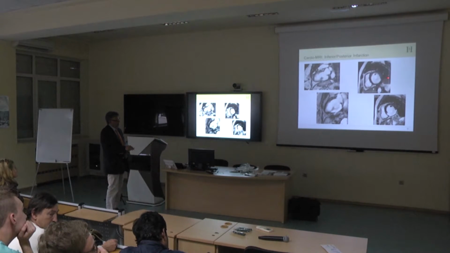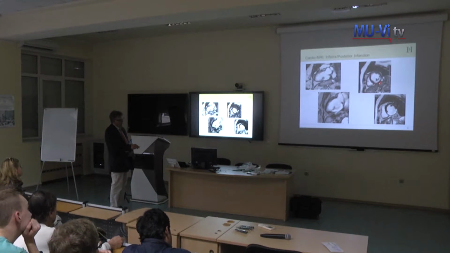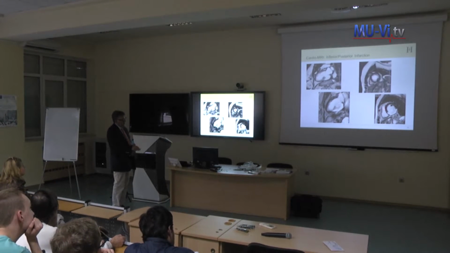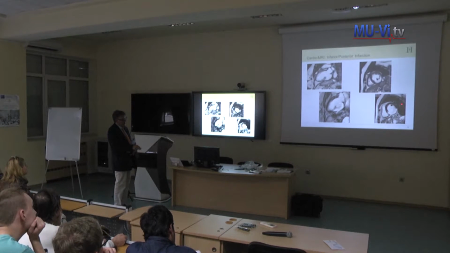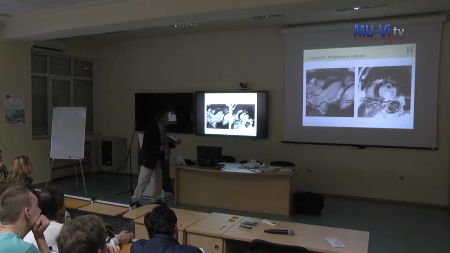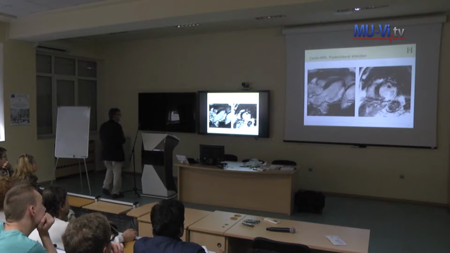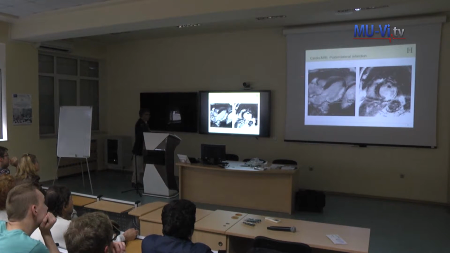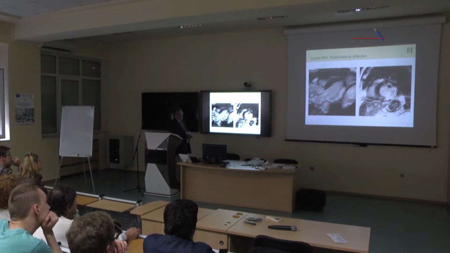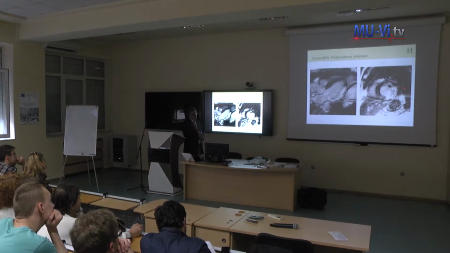In the short axis, you see the disturbed movement here at the base. It doesn't move correctly. And the scar, the white scar, here. Okay? This is an example of a posterolateral infarction. You see the scar here in the three-chamber view on the posterolateral wall, and here on the short axis.